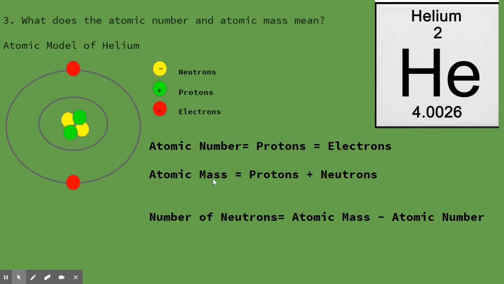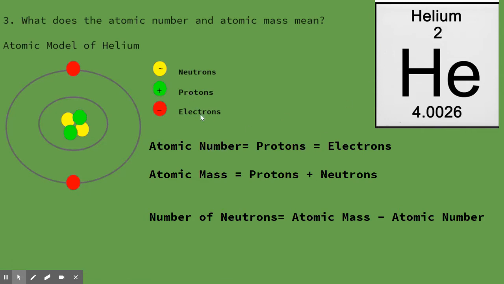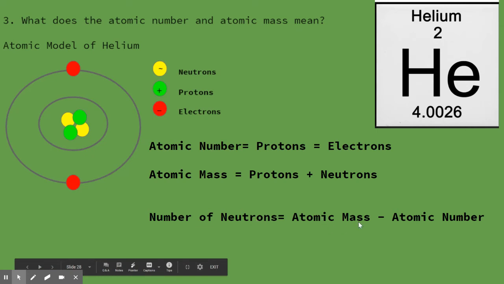The atomic mass, so the larger number that has the decimal, is the protons added together with the neutrons. So this number is protons plus neutrons added together. And that gives us the mass of this nucleus. And to find the number of neutrons, because we know this atomic number is automatically going to tell us the protons and the electrons, the only one we don't have a calculation for yet is the neutron. So the neutrons are the atomic mass minus the atomic number.